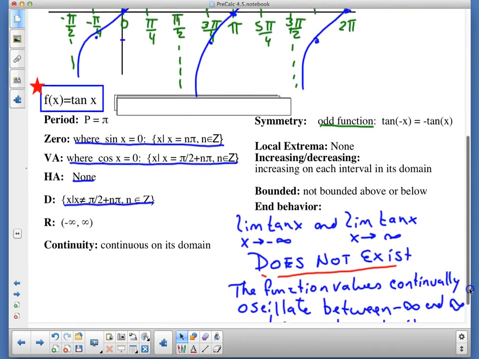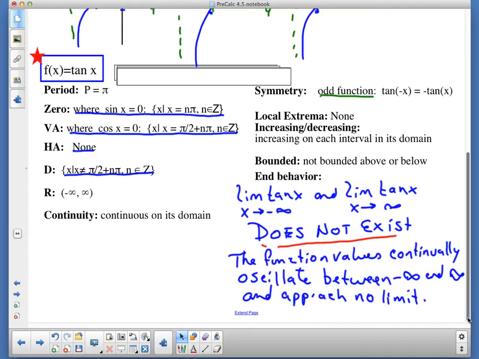So now looking at this, you want to take some time. Keep in mind that tangent's an odd function. Reason it's an odd function: it's an even function with cosine, it's an odd function with sine. So when I have that even and odd combo, it's odd. Okay, and so cotangent's also odd as well. So the period is pi, 0, where sine x is 0. Okay, and it's in every multiple of pi, where n is a member of the Z set, which is integers.